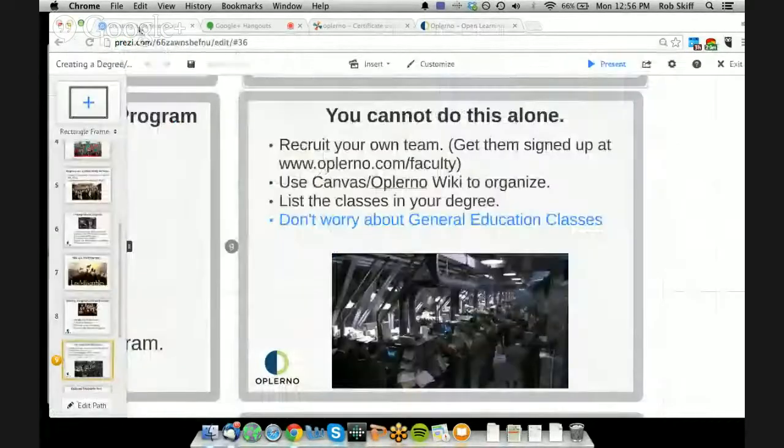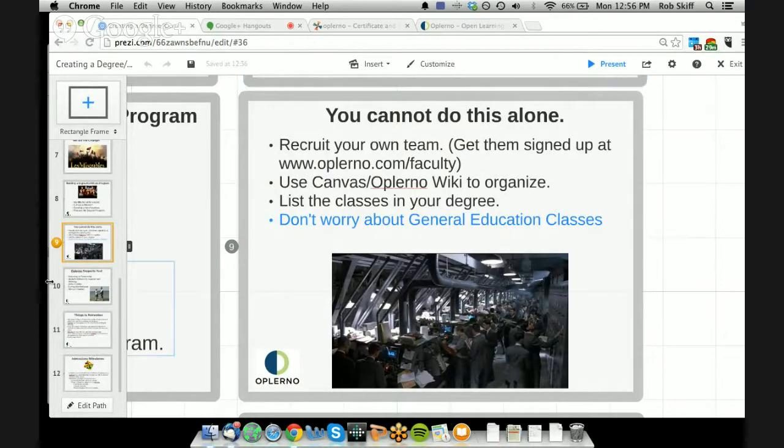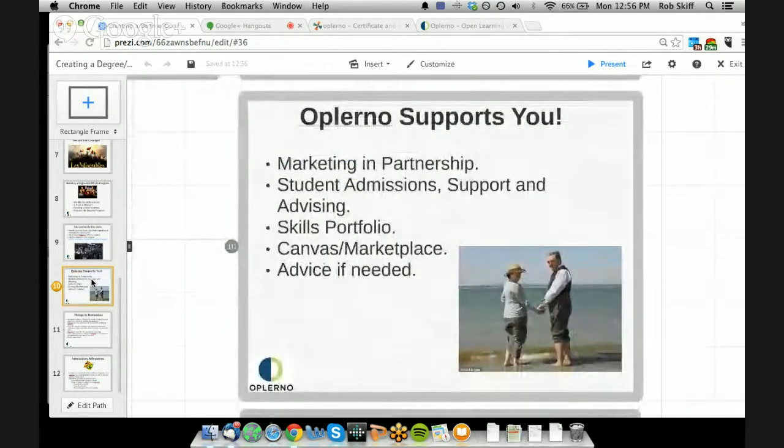When you create certificate and degree programs, of course, it generates a lot more interest in your classes because people will want to earn that certificate, but it also will help us in terms of marketing the education to students as we ramp up our student recruitment piece. Now here's what we're going to provide for our faculty as you develop the program. Oplerno supports you. We're marketing, and we're going to market in partnership with our faculty.